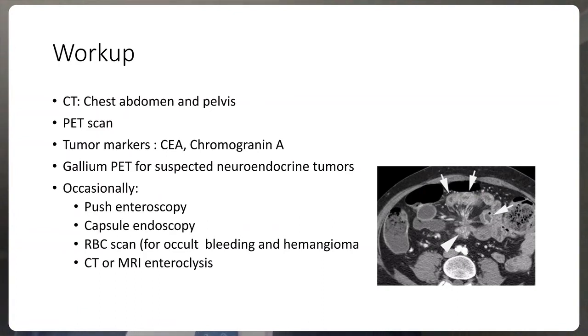GI bleed. Red cell scan is used every now and then, but it's not particularly helpful to find the source of the bleeding. However, if the bleeding is caused by a hemangioma, because hemangiomas tend to have a sluggish blood flow in them, red cell scan can be beneficial in that situation if you are suspecting hemangioma as a cause of GI blood loss from the small intestine.